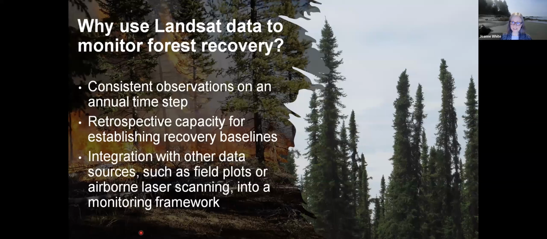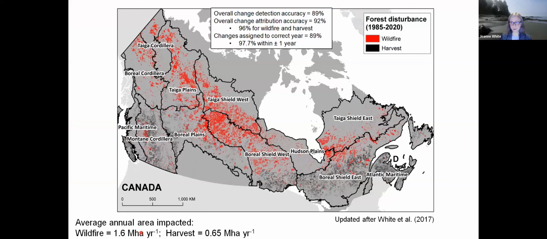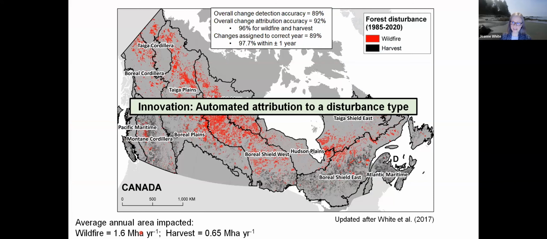So we use these data to map disturbance, and we're able to do this quite accurately in terms of the geometry and the timing of the disturbance, but also attribution to a disturbance type, and in an automated way that's done nationally. And this is a real innovation for forest recovery in particular, because it allows us to differentiate between areas impacted by fire and areas impacted by harvesting.